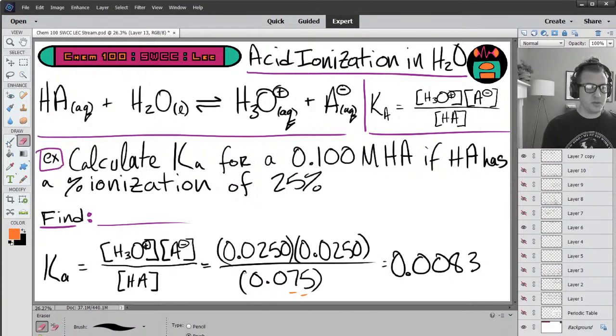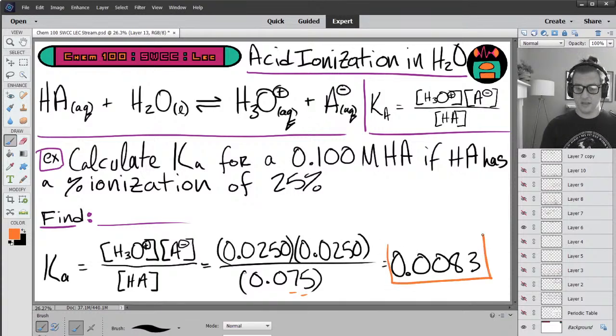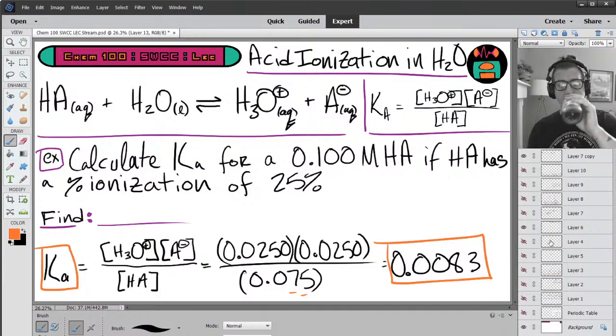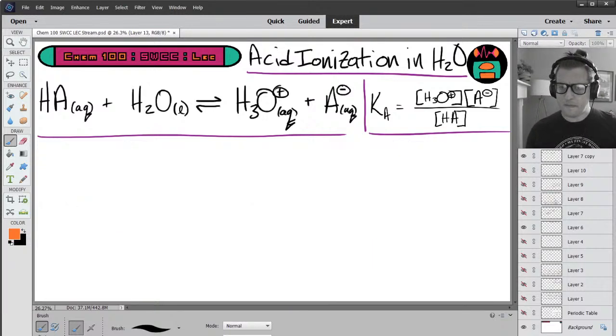So 0.0083 is the acid ionization constant for an acid whose concentration is 0.100 and has a percent ionization 25%. All right, let's do another example like this. Now that we've kind of seen how to go about it, let's get another rep in.